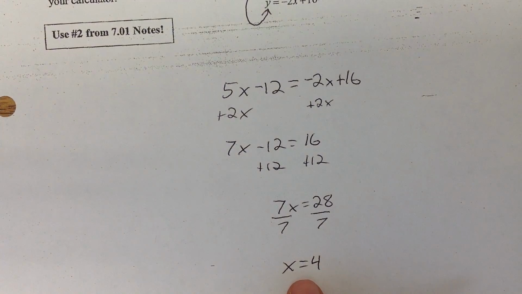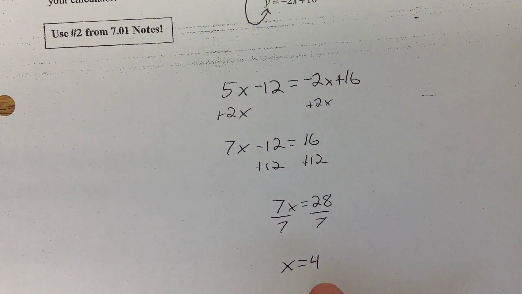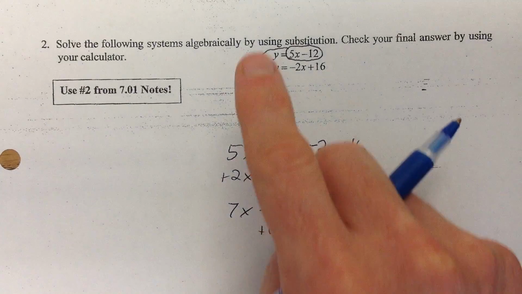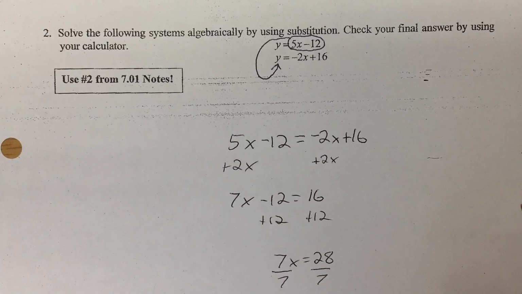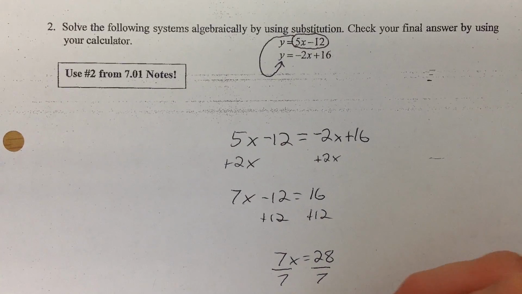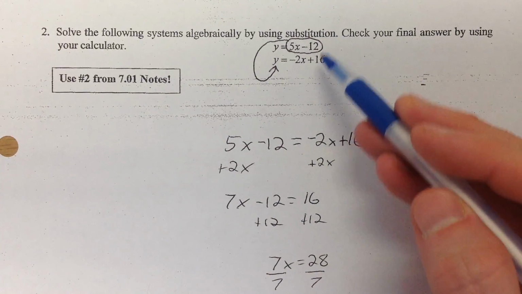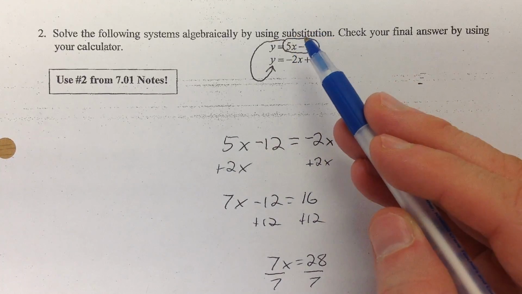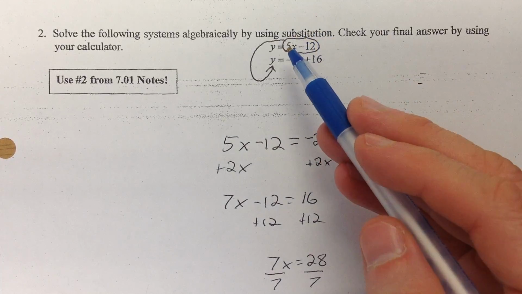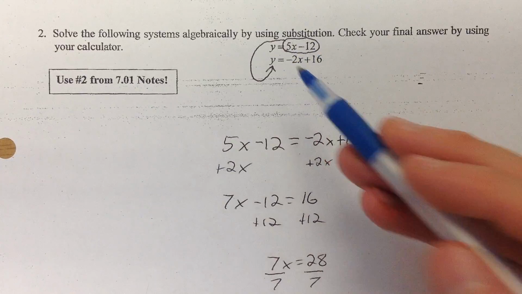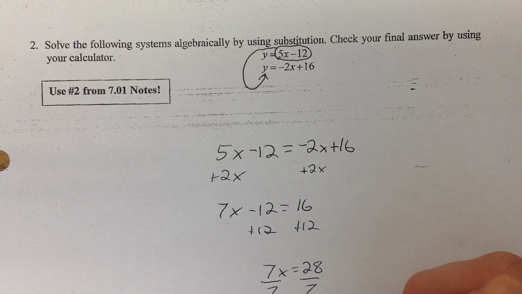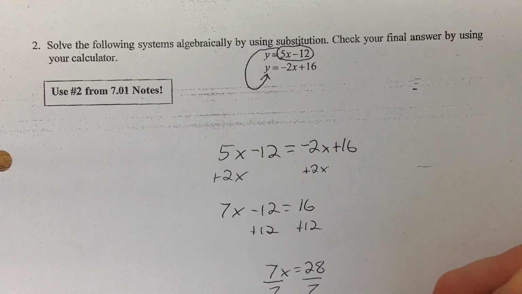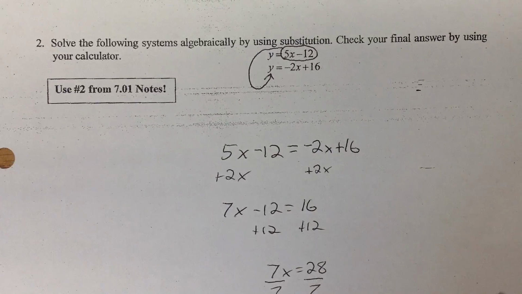All right. We're trying to find the point where the two lines intersect, so we need an x and we need a y. Now, I can plug this x into either one of those two equations. It's my choice. I usually pick the one that has less negatives going on. So I'm going to go with this 5x as opposed to the negative 2x. So y equals 5x minus 12.